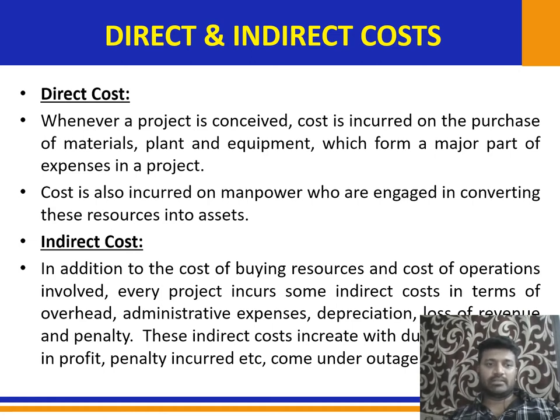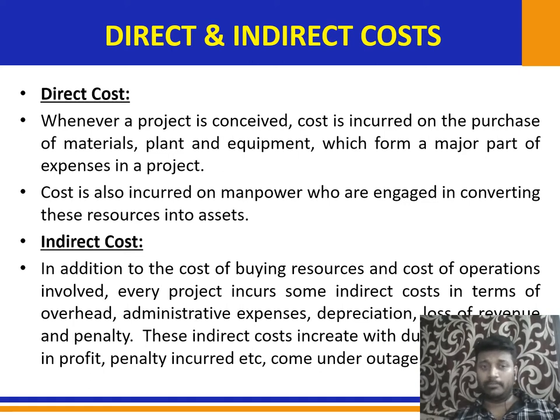Direct costs are the expenditures which are directly chargeable to and can be identified specifically with the activities of the project. These include labor, material and equipment cost, etc. Whenever you have a project, you will have machineries, materials, and manpower, which form a major part of the expenses in a project. Also the cost incurred on manpower engaged in converting these resources into an asset. All those things together put into one head are called direct cost.